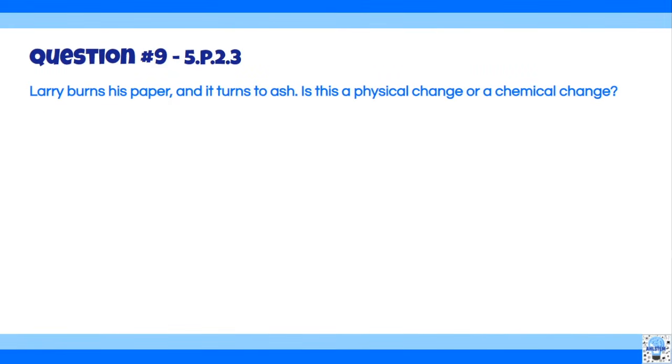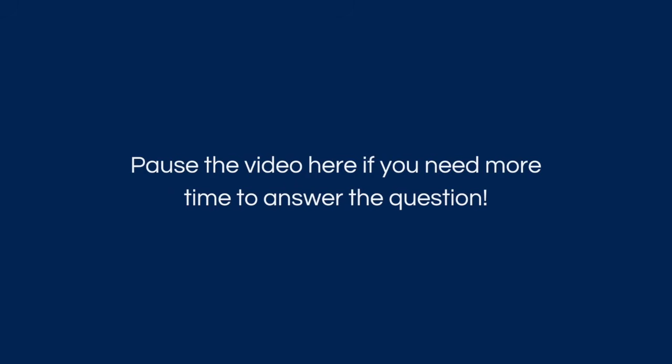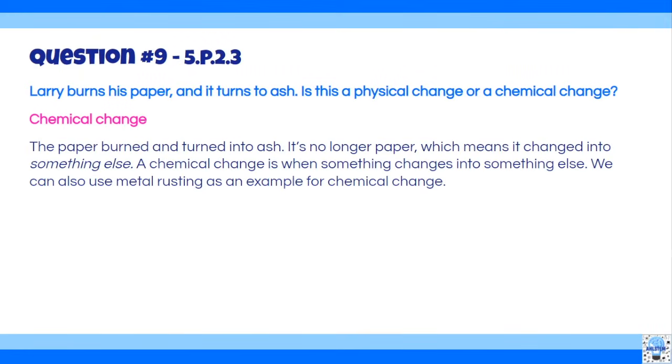Question number 9. Larry burns his paper and it turns into ash. Is this a physical change or a chemical change? The answer is a chemical change. The paper burned and turned into ash. It's no longer paper, which means it transformed or changed into something else.